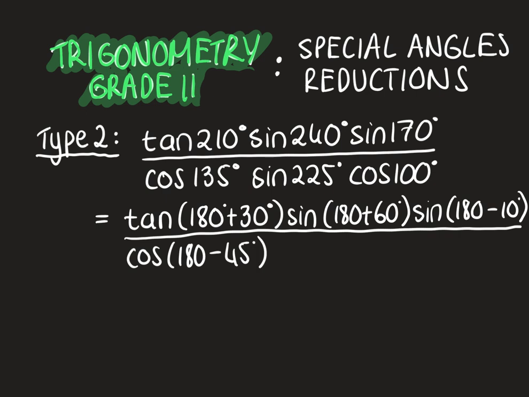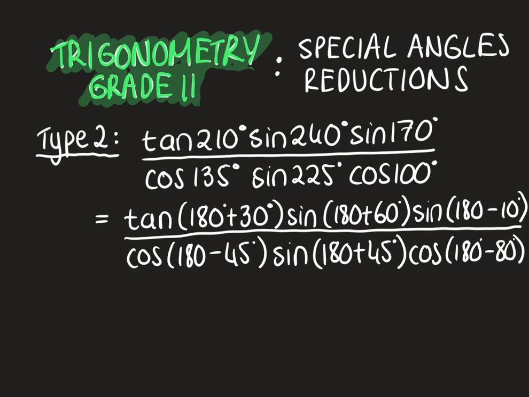The next one is sine of 225. What quadrant is 225 in? That is in the third quadrant, which is known as the 180 plus quadrant. So 180 plus what gives me 225? 45. Great. And then last one, cos of 100. 100 is in which quadrant? Second quadrant, which is known as the 180 minus quadrant. 180 minus what gives me 100? 80. Okay. Fantastic. Getting some degree signs here.